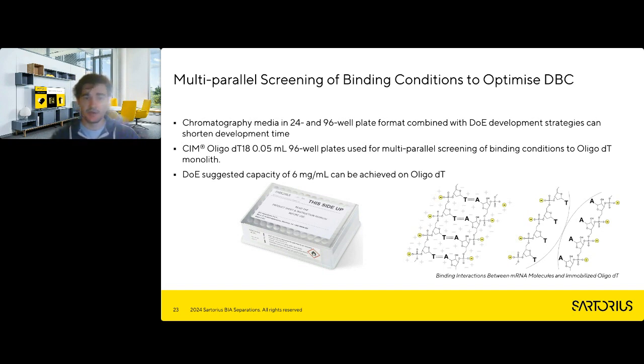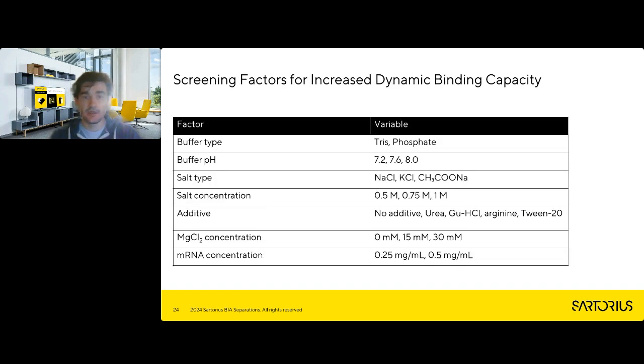And with this design of experiments, the suggested capacity was 6 milligrams per milliliter. And these are the different factors that we screened. So we screened different buffers, so Tris-phosphate, different pHs, 7.2 to 8, different salt concentrations, different additives. So without additive, urea, guanidinium hydrochloride, arginine, Tween-20, different magnesium chloride concentrations, and different mRNA concentrations.